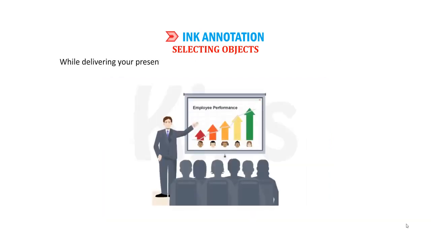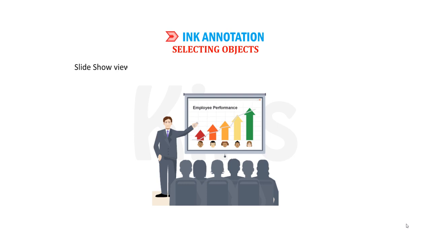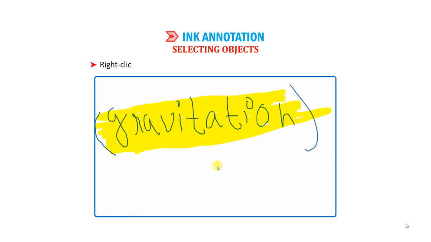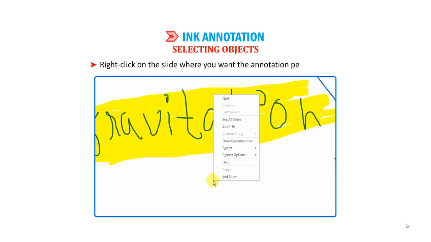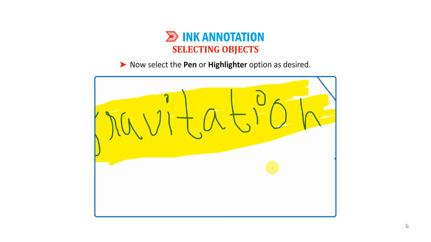While delivering your presentation to the audience, you may need to emphasize a word or phrase or make some explanatory notes on the slides. Slideshow View provides you with various options to annotate your presentation. To add ink annotations during the slideshow, right-click on the slide where you want the annotation pen to appear. Select the pointer options from the context menu.